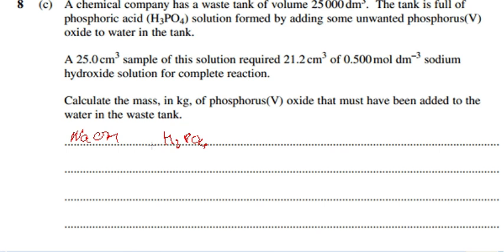Okay, so I want to know how many moles are in 1 cm³. So I take my 0.5 and divide it by 1,000, which would give me 0.0005. And this calculation tells me the number of moles in 1 cm³. I times that by 21.2, because I want to know how many moles are in 21.2 cm³.